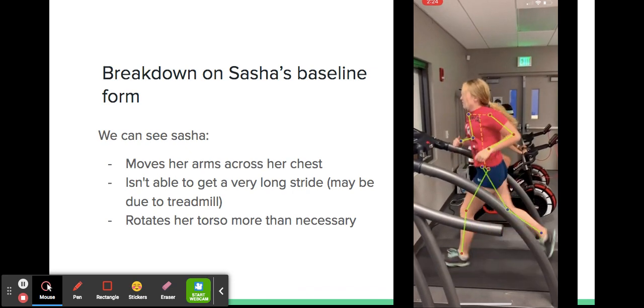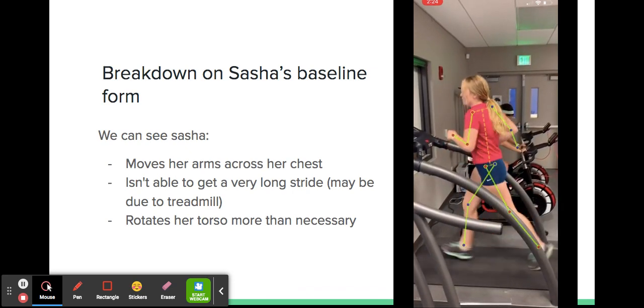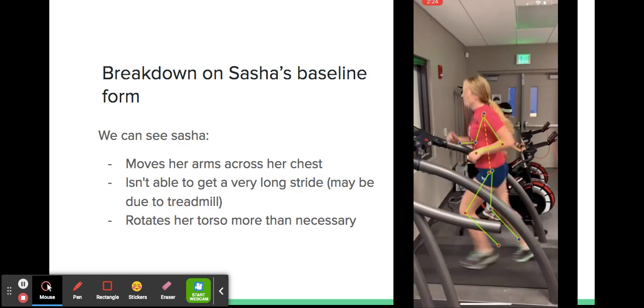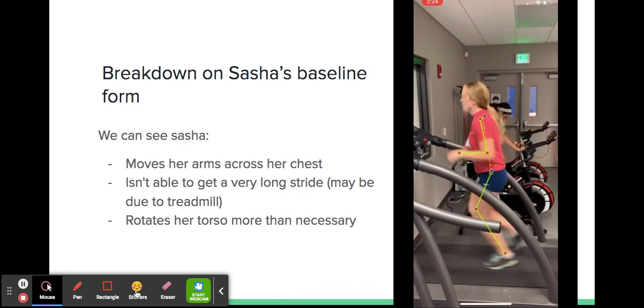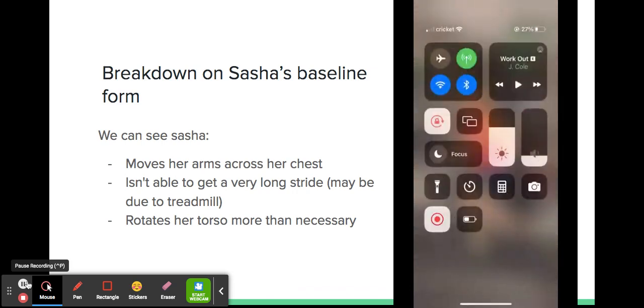This may be due to the treadmill that she's on. This also may be due to the fact that she's just jogging. There's a lot of factors that tie in here. But these are all things that we're going to work to improve.